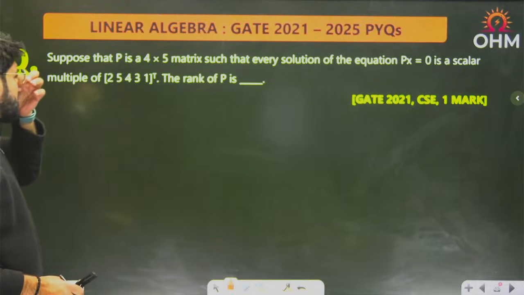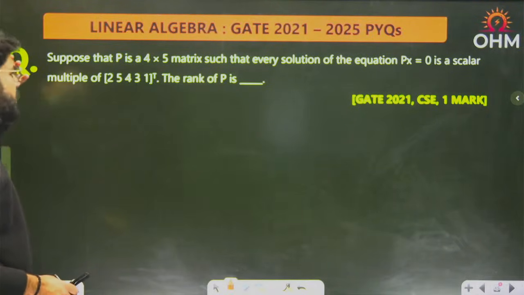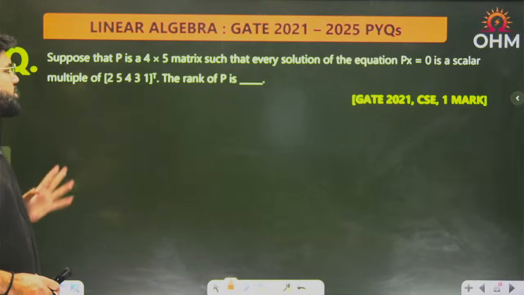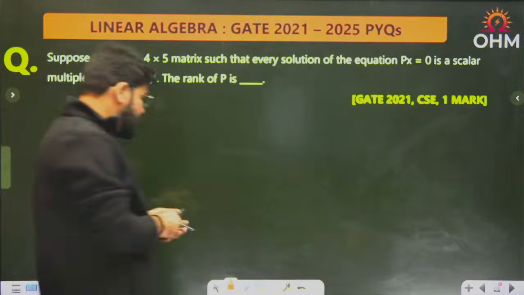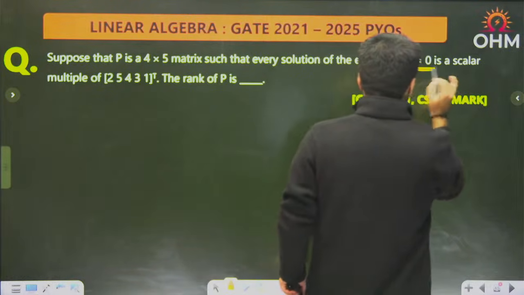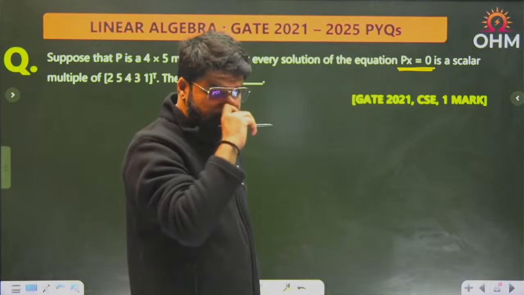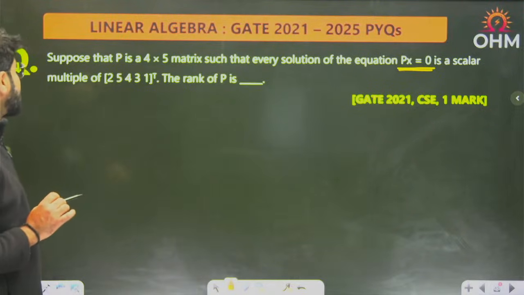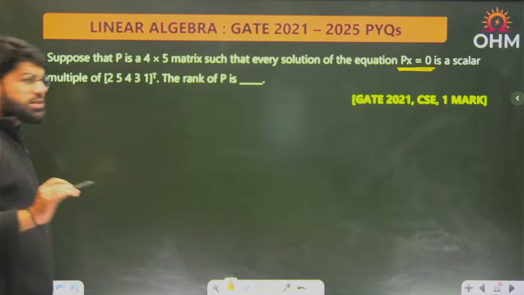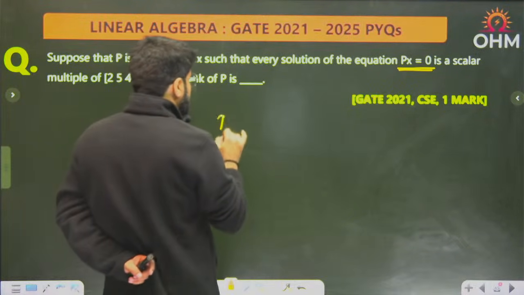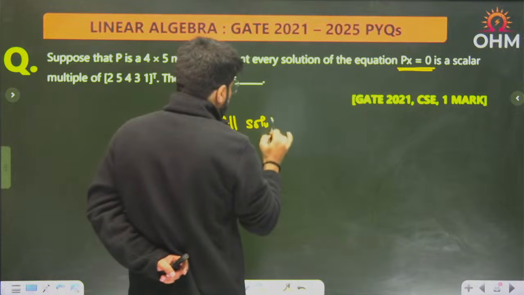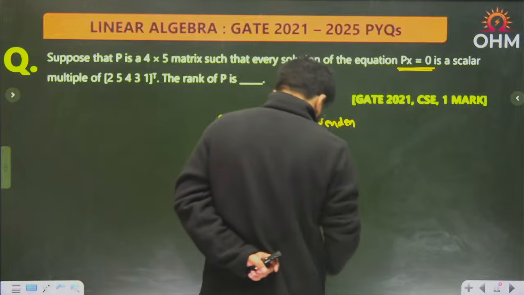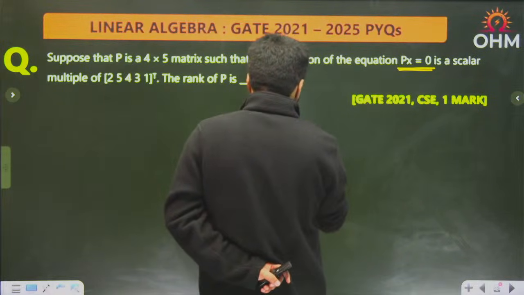Suppose that P is a 4 cross 5 matrix such that every solution of the equation Px equal to 0 is a scalar multiple of (2, 3, 4, 5, 1) transpose. Every solution of Px equal to 0. Px equal to 0 means a homogeneous system of equations, and every solution of it is a scalar multiple of this. That means all solutions are like this, some scalar multiple.